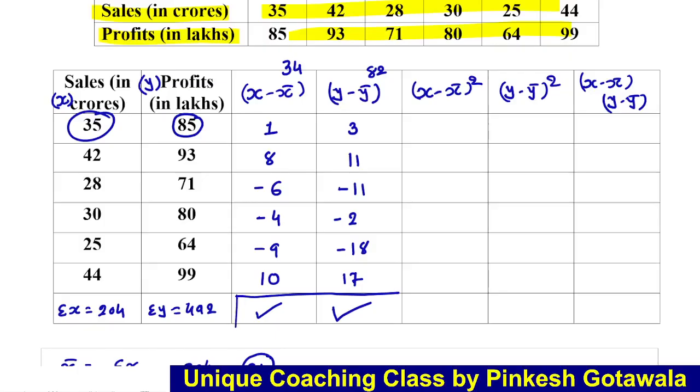Here you just tally your answer, that the total must be 0. Okay, what total should come?